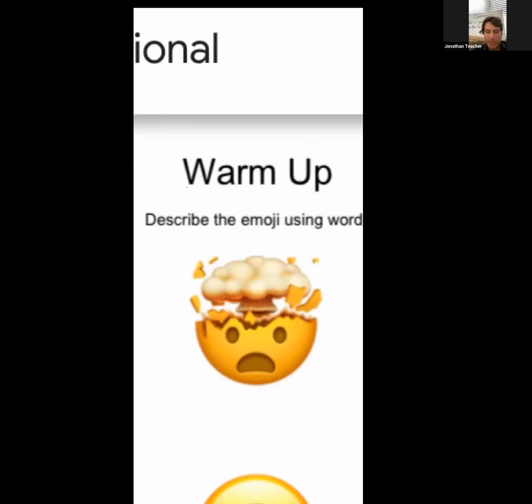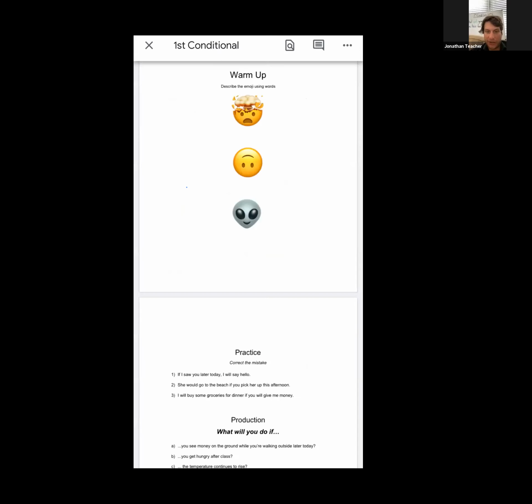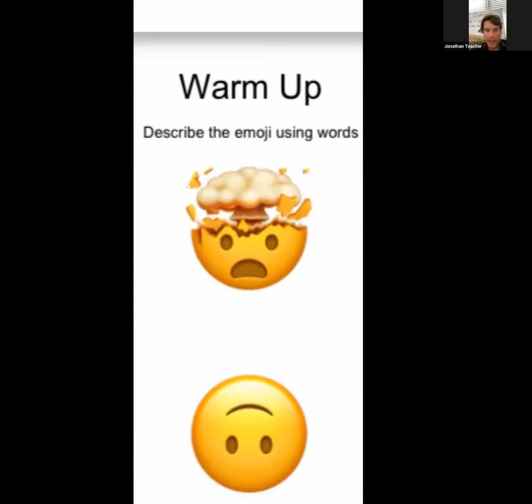Okay. Does anybody else want to try to describe this emoji here using words? You can unmute and speak if you like. How about Andres? Andres, how about you? The first emoji is like a surprise. Surprise. Okay. Can you describe what is happening here?